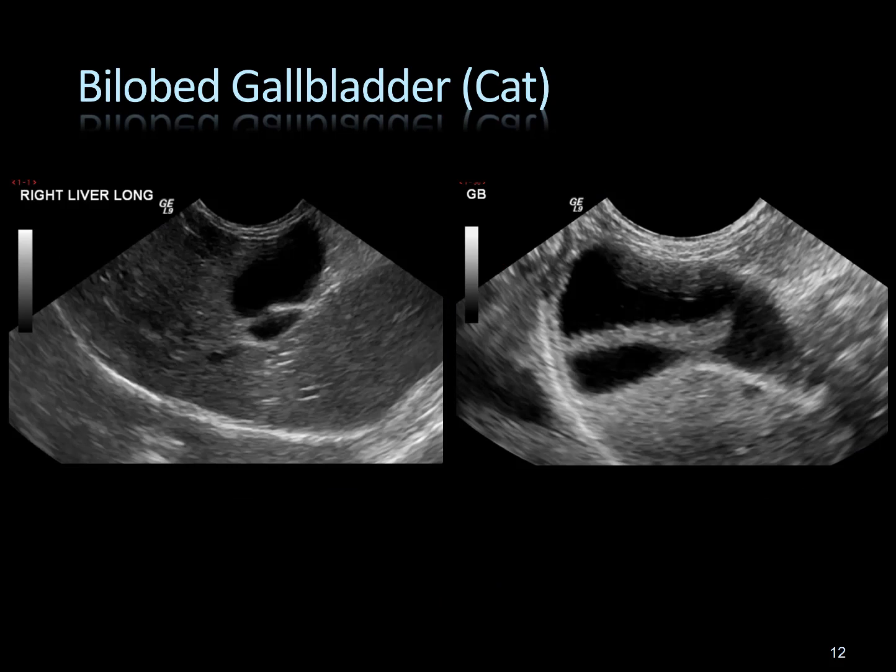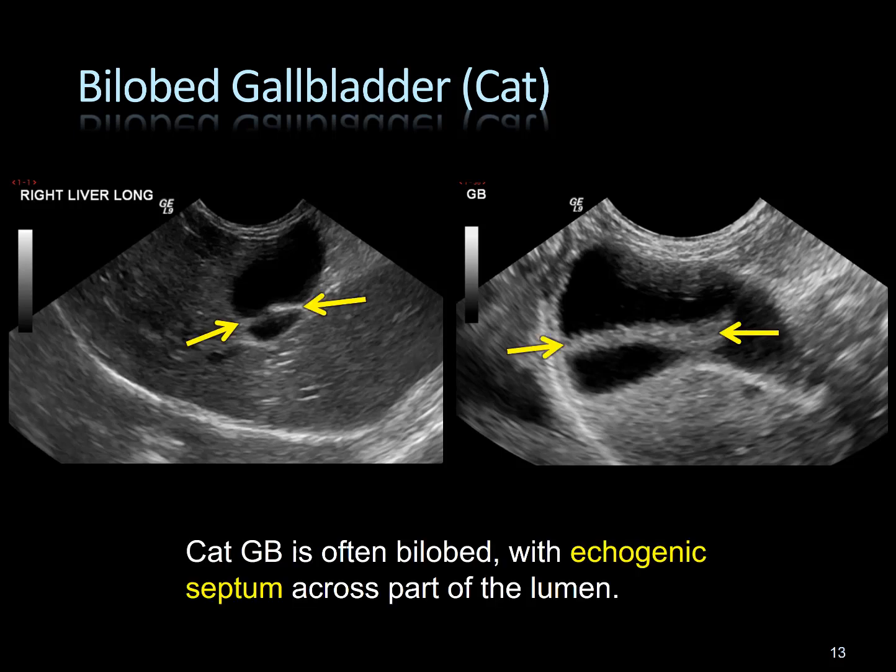Like I said a few slides ago, cats don't have to have a teardrop-shaped gallbladder. They can be more bilobed, and so you may see this echogenic septum in a cat gallbladder. That's a normal finding, no worries there.